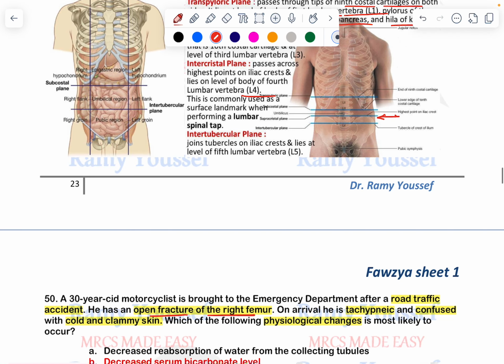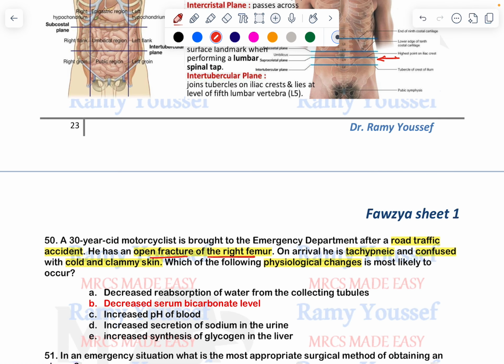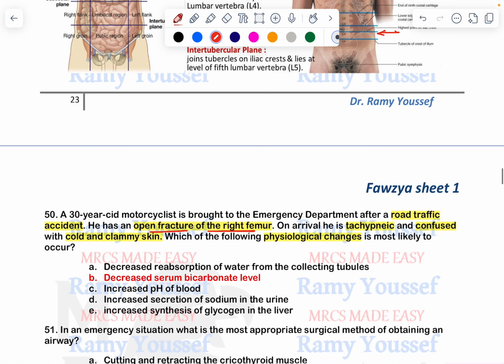Serum bicarbonate levels, decrease reabsorption of water, this will be increased. Increase in pH? No, pH will decrease. Acidosis will be there. Decrease in serum bicarbonate level. So acidosis is there, so bicarbonate will be decreased. Increase secretion of sodium in the urine? That will be retained. ADH will be secreted, increased. In an emergency situation, what is the most appropriate surgical method of obtaining an airway? Cricothyroidotomy, through the cricothyroid membrane.